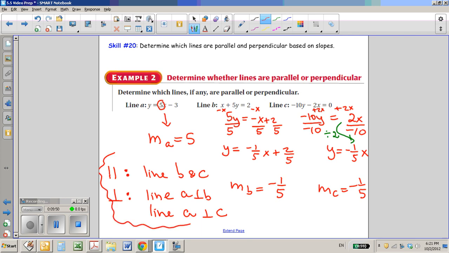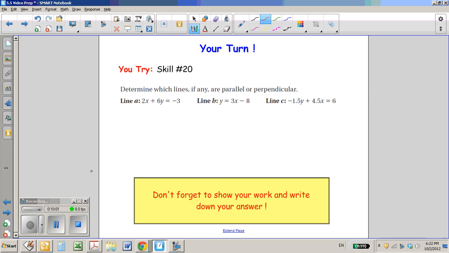And again, remember, if I'm asking you to determine whether lines are parallel or perpendicular, you are looking at slope. You're not interested in anything else but slope. Okay, so now it's your turn. Your job is to determine out of these three given lines which ones are parallel or perpendicular.